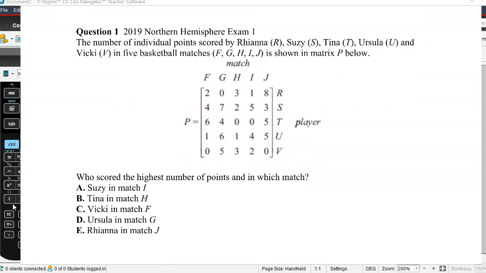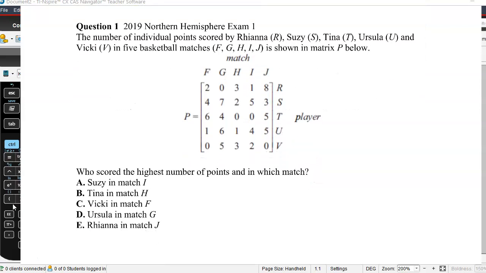Okay, now for our past exam questions. Those questions were from Mathspace I found a couple of years ago. Okay, so question 1 from exam 1 from 2019 Northern Hemisphere exam. Remember, question 1 means it's judged to be a straightforward question, no tricks here. The number of individual points scored by Rihanna, Susie, Tina, Ursula and Vicky in 5 basketball matches is shown in the matrix P below.